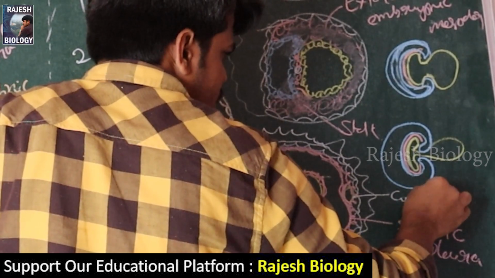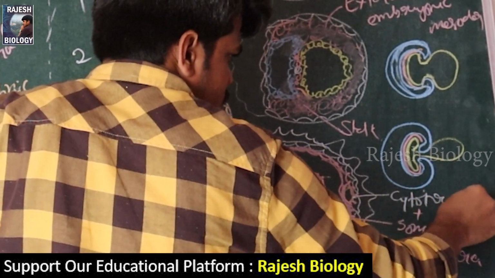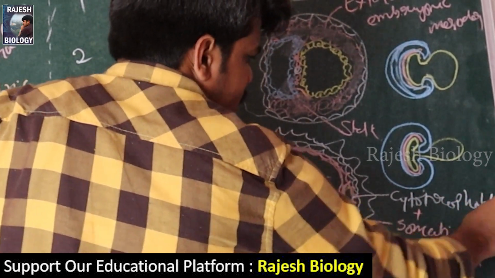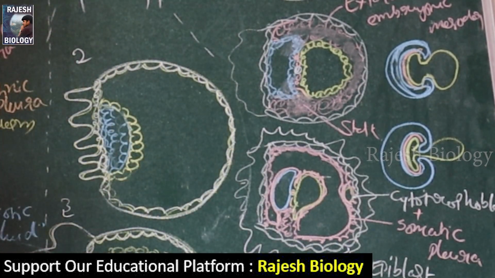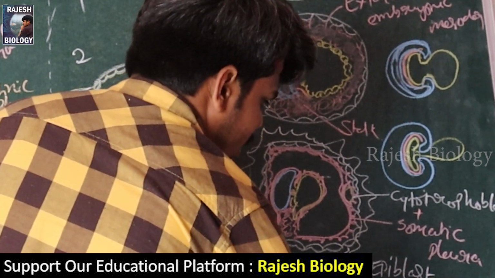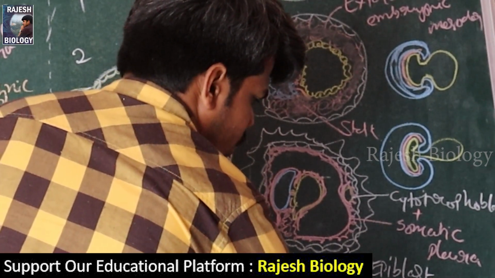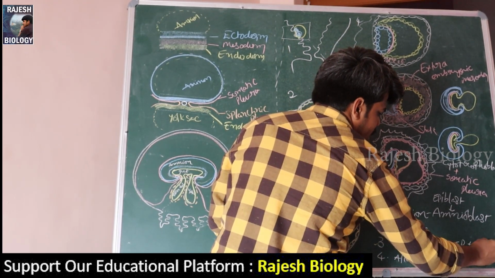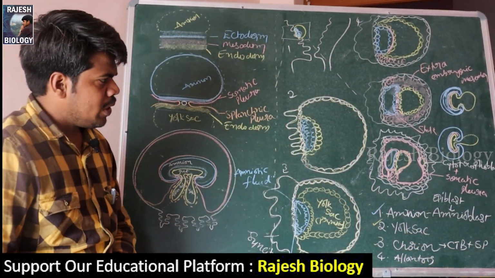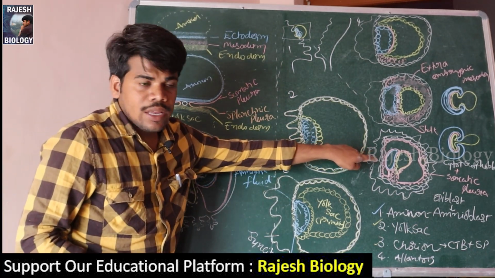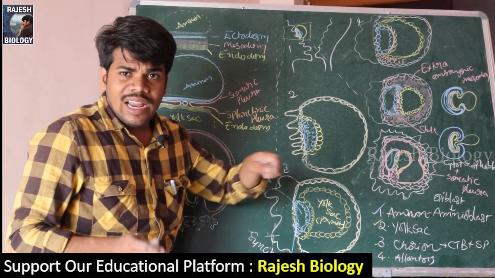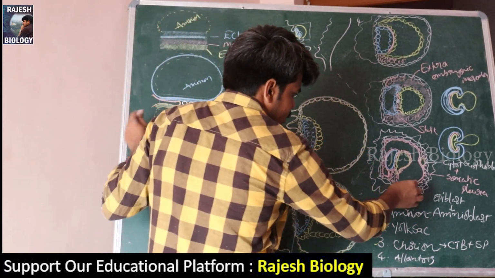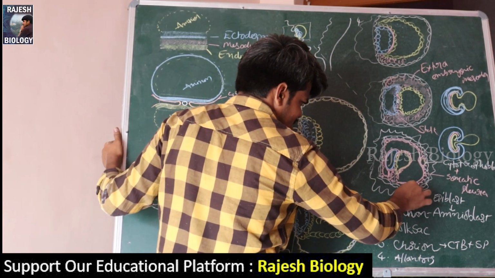Cytotrophoblast and somatic pleura together are called what? Chorion. Chorion means cytotrophoblast plus somatic pleura. And this chorion gives rise to vascular structures.